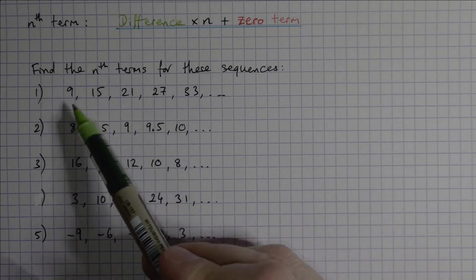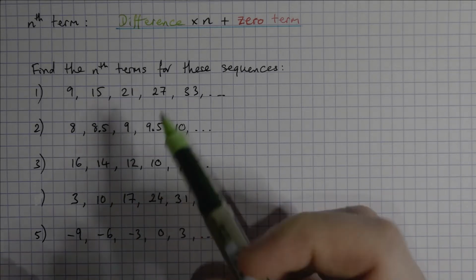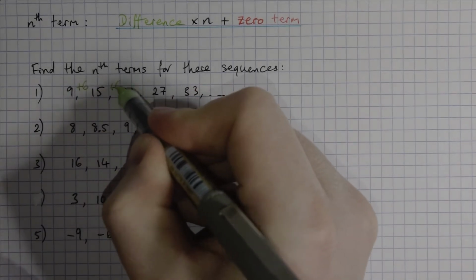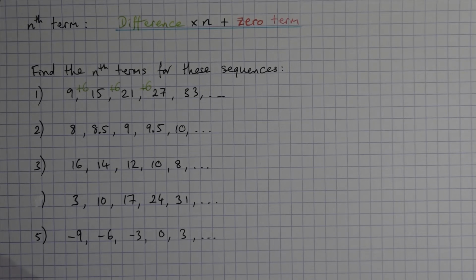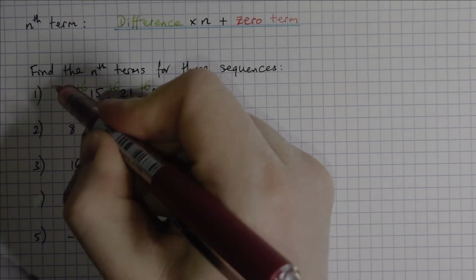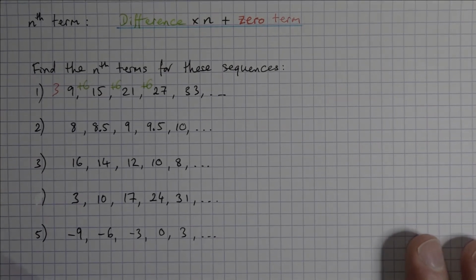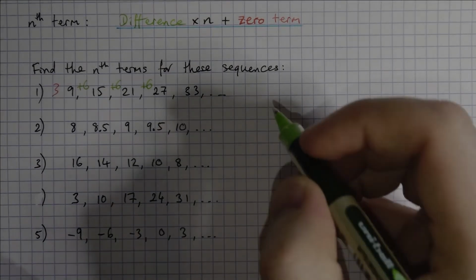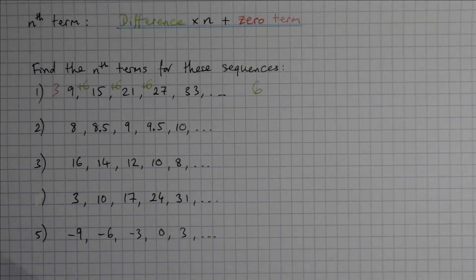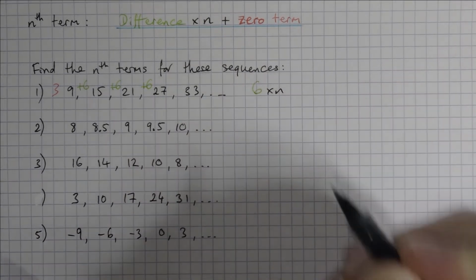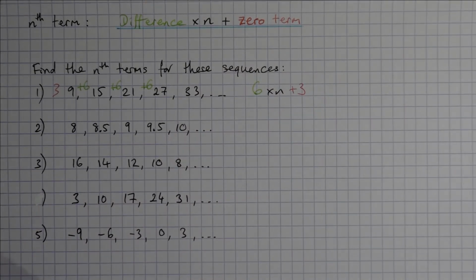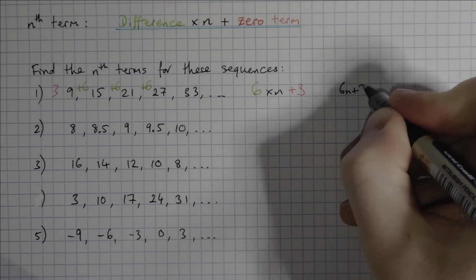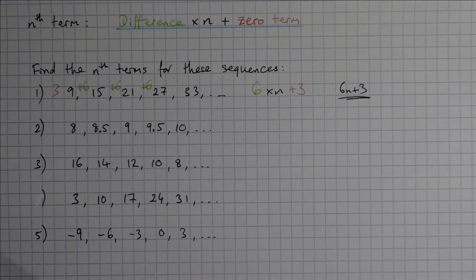Okay then, so what's this going up in? To get from 9 to 15, that's adding 6 each time, isn't it? I think this is going up in 6s. Okay, I will need the 0 term in a minute as well. So 6 less than 9, that's 3, isn't it? Positive 3. So surely I need 6 times n for the nth term plus 3. That would normally just be written as 6n plus 3. Okay, that's the answer for number 1. The nth term is 6n plus 3.